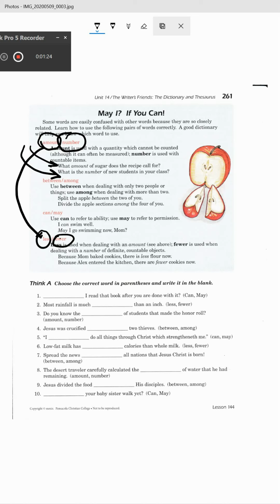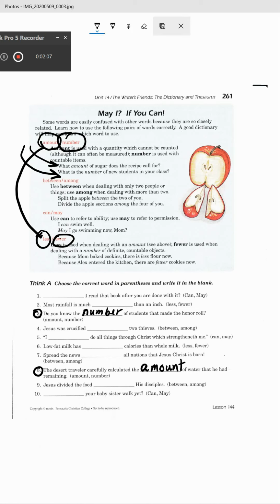All right. Let's go down at the bottom of Think A, and let's find the ones for amount and number. First we have number 3. Do you know the blank of students that made the honor roll? So we can count the students, so we would use number. And let's see, I think there's another one right here, number 8. The desert traveler carefully calculated the blank of water. Now you're not going to count water droplets, but you could measure it. So we'll use the word amount, and you could hear it. One sounds right and the other one doesn't.